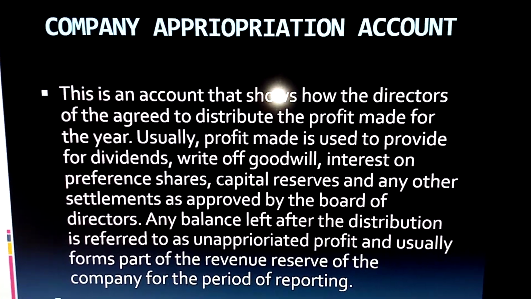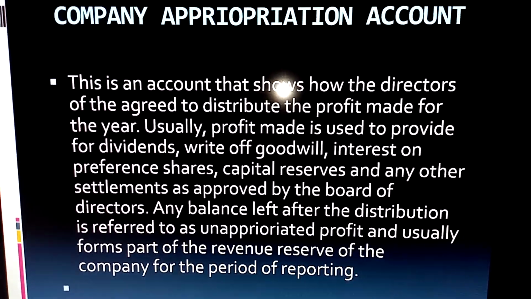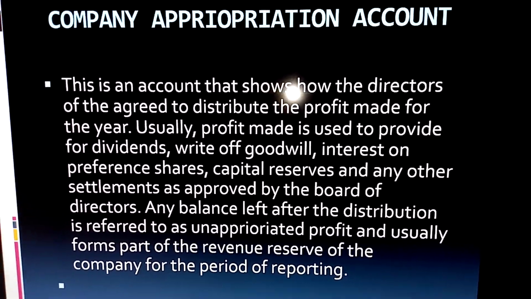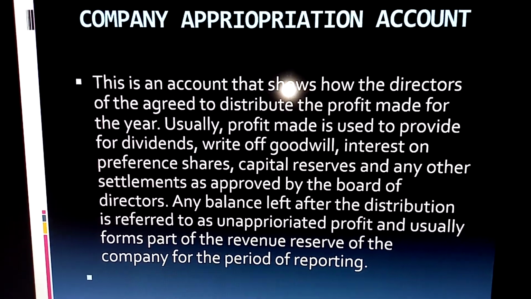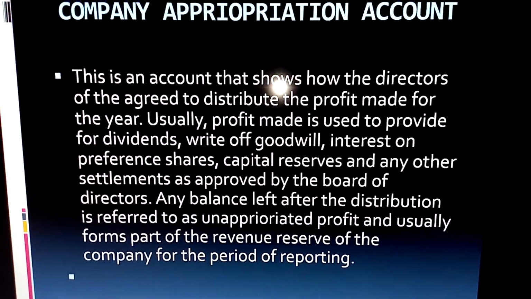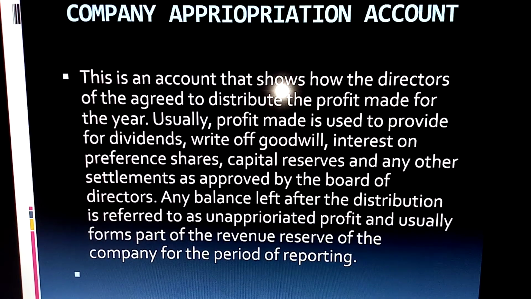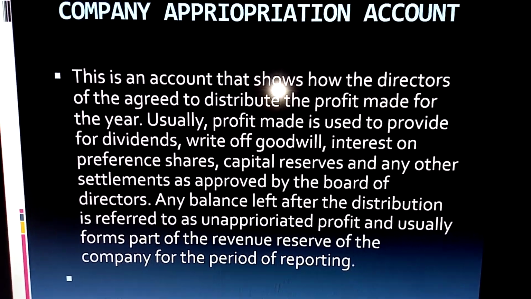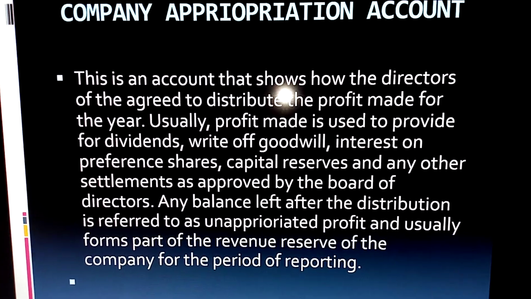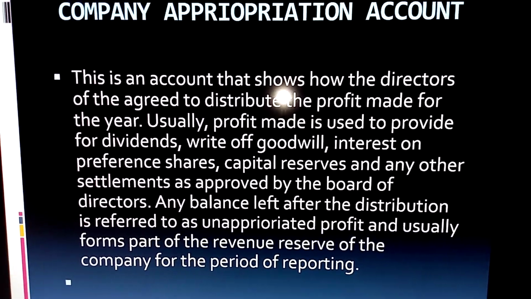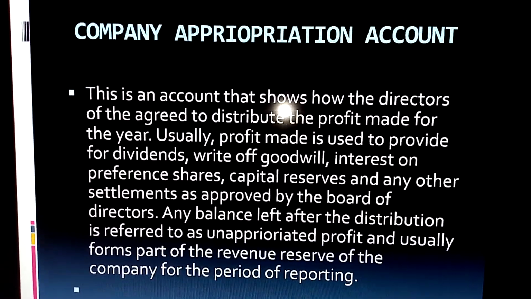Now, as a company, it is very possible that after making a profit for a particular period, you spend that profit in a particular way. For companies, this is approved or decided by the board of directors. So the board of directors will determine how the profit made in a particular period is utilized. It is possible that out of the profit, they pay shareholders dividends. It's possible they want to write off goodwill. It's possible they want to pay preference shareholders interest. It's possible they want to put some money in reserve for growth and all that. So the way they will utilize that profit, as decided by the board of directors, is shown in the company appropriation account. What we have there is the profit made and then how it is utilized.